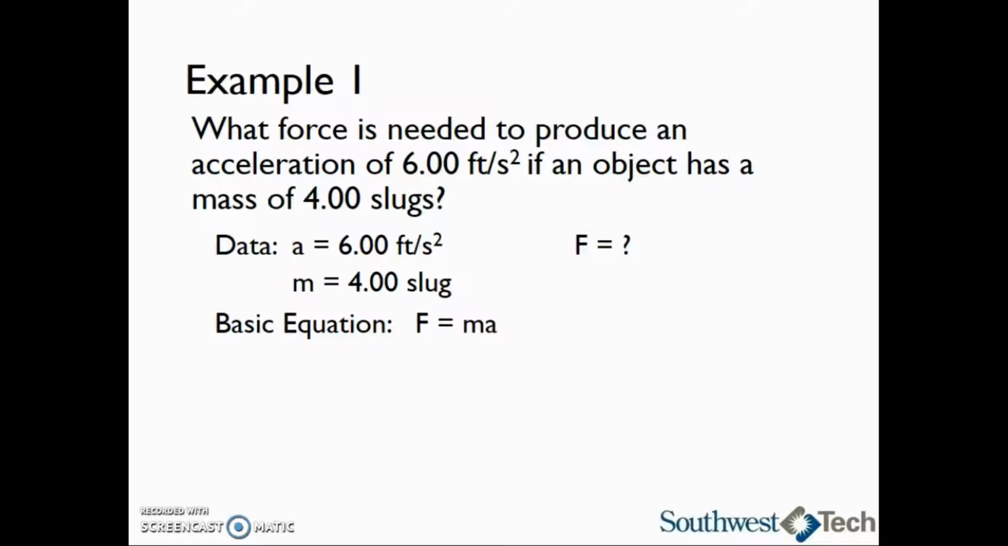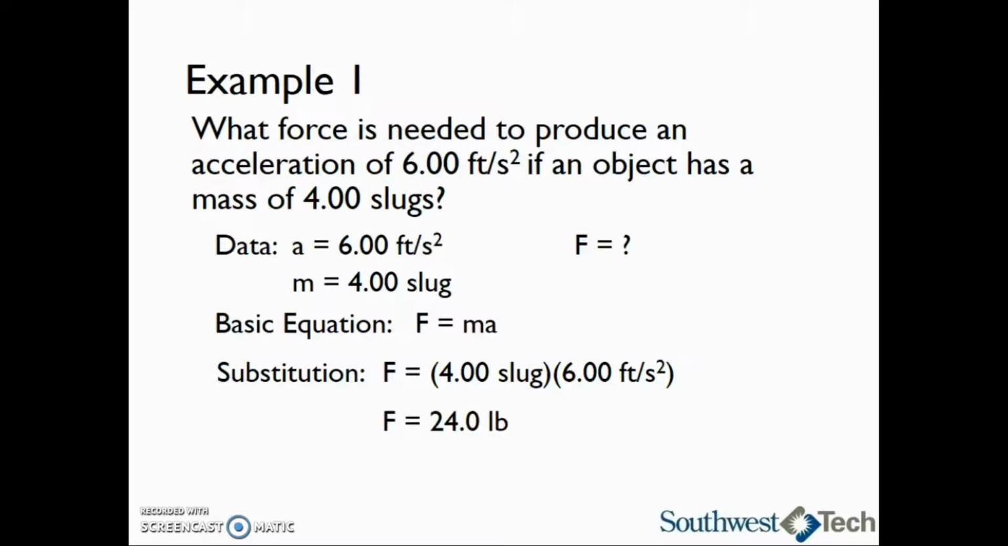equation. Next, we can substitute in the data we were given, so force is equal to the mass of 4.00 slugs times the acceleration of 6.00 feet per second squared. This gives us a force of 24.0 pounds, rounded to 3 significant digits.